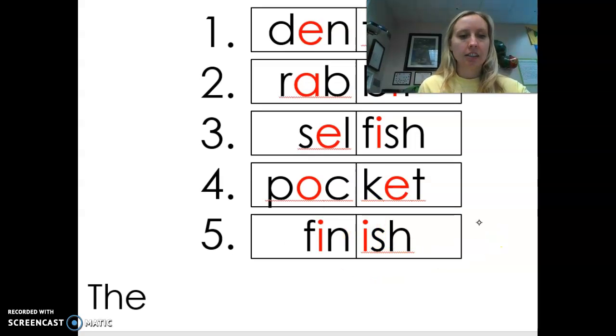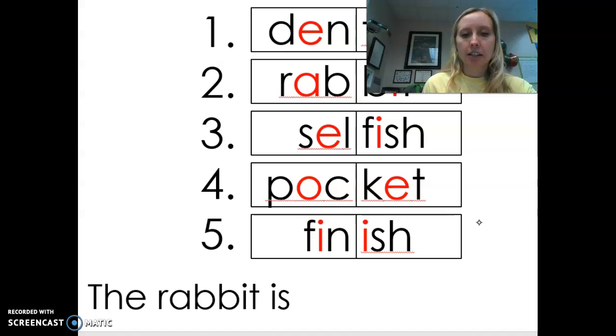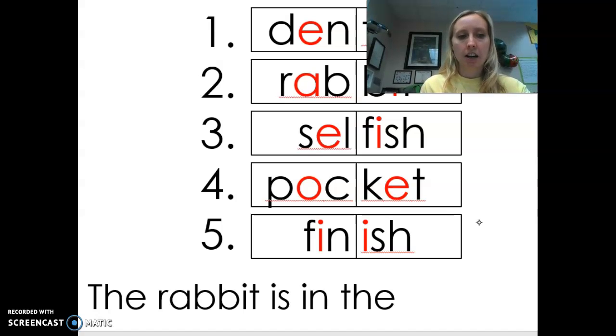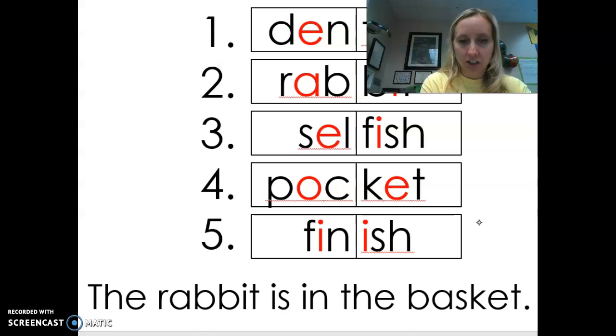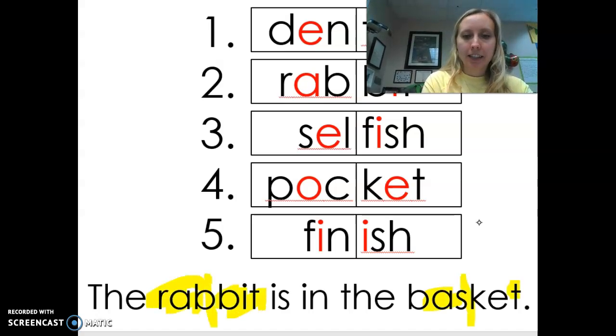And here's the sentence. The rabbit is in the basket. So we have two closed syllables for rabbit and basket.